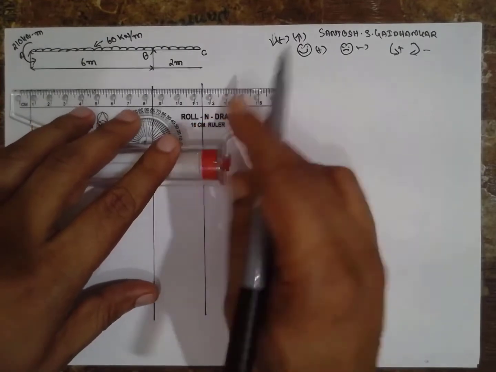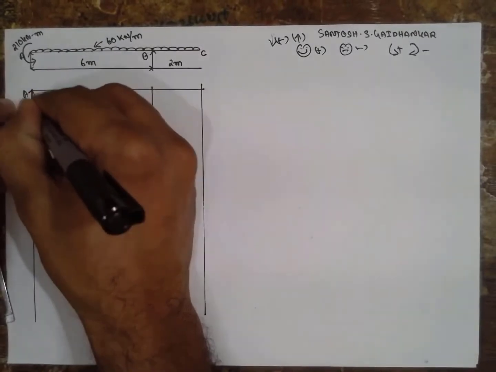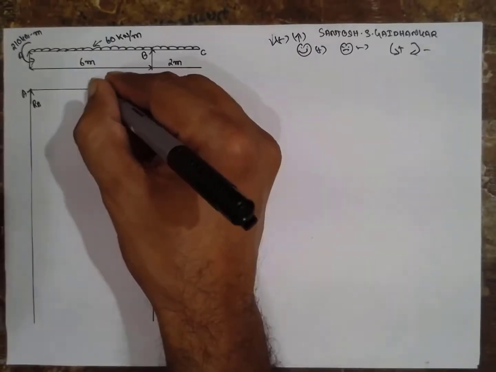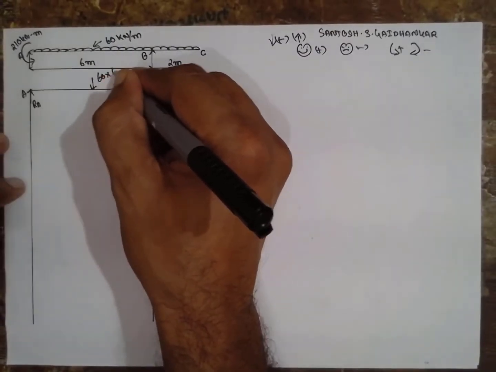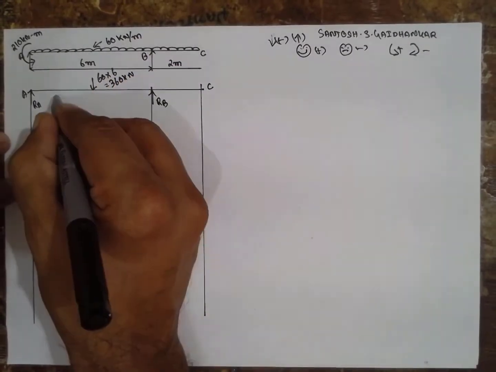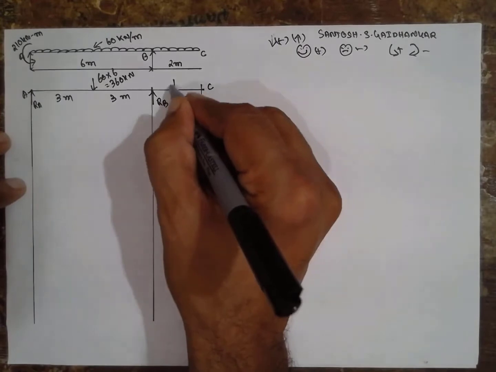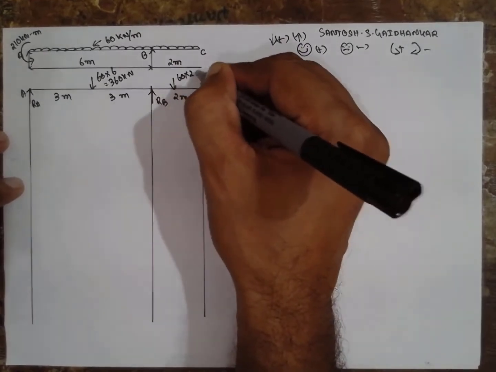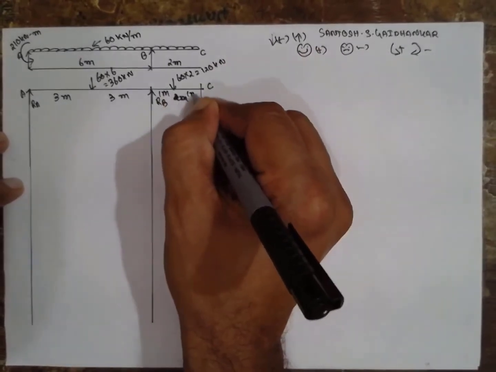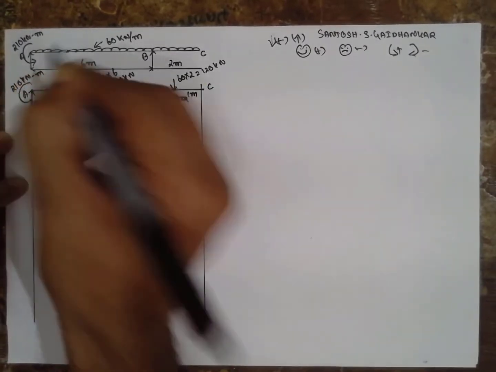Convert into point load. A load is acting, RA upward, reaction will be RB, and this is C, exactly at the center. 60 into 6, it is 360 kilonewton, and 3 meter this side, 3 meter this side. Then 2 meter, sorry, the value is 60 into 2, 120 kilonewton, 1 meter this side, 1 meter this side. The couple acting here is 210 kilonewton meter.